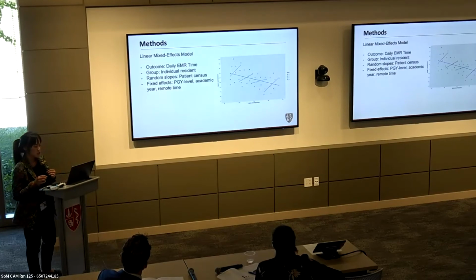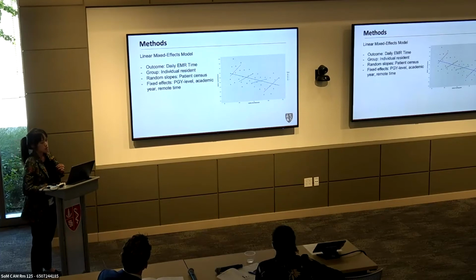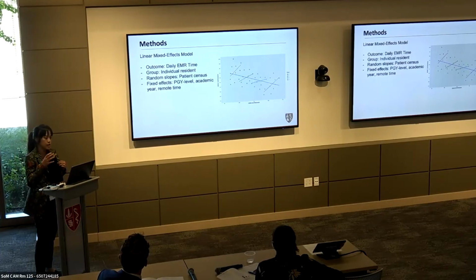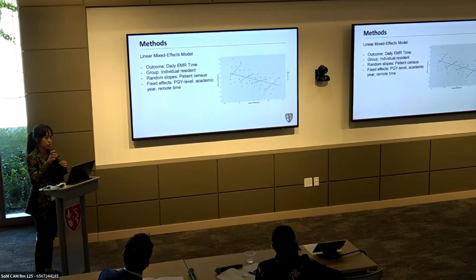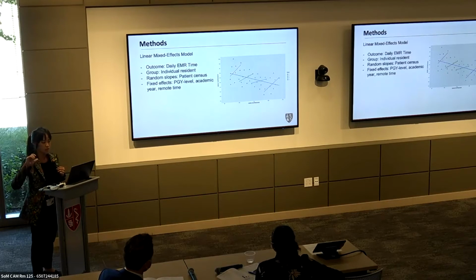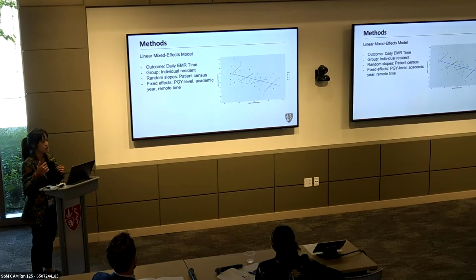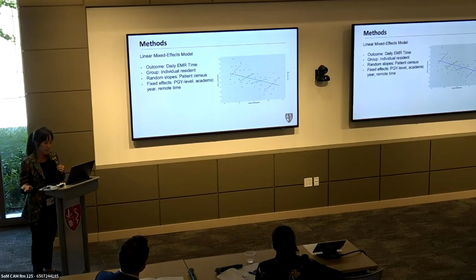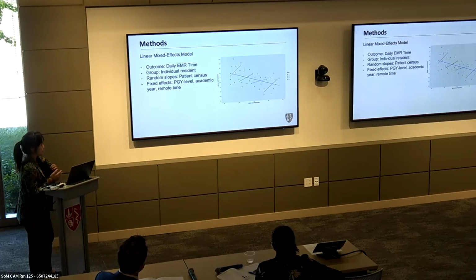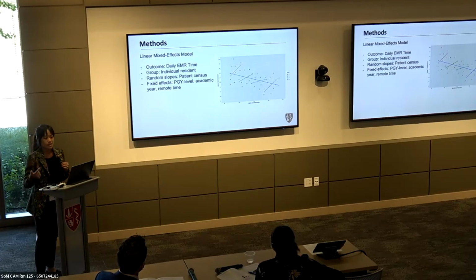Our statistical analysis used a linear mixed effects model, which is handy because it allows us to analyze how different covariates may vary in their impact amongst different groups. If we grouped each person as the individual resident, we could also adjust in a random slope for patient census, understanding that different residents are going to have different methods and attitudes about navigating the EMR, but at the same time also account for things like PGY level, academic year, and the fractional time spent remotely.